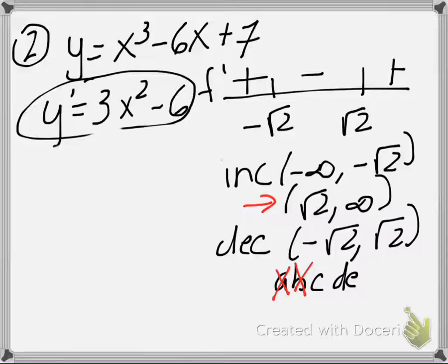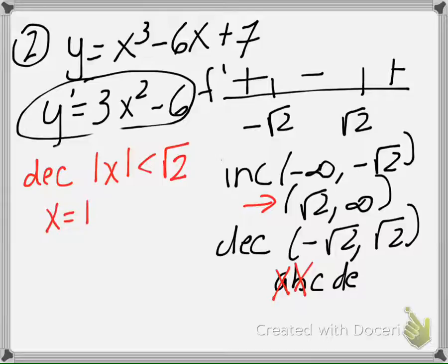Okay, so it says that it's decreasing when the absolute value of x is less than radical 2. So, like, when would the absolute value of x be less than radical 2? Well, what about something like if x equals 1? The absolute value of 1 is less than radical 2. Okay, so let's look at the value of 1. And 1 would fall in this category, which is decreasing, so it worked.